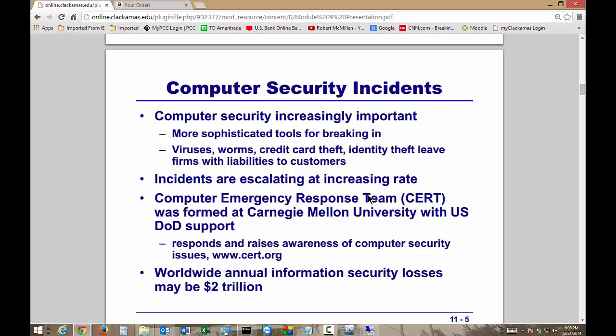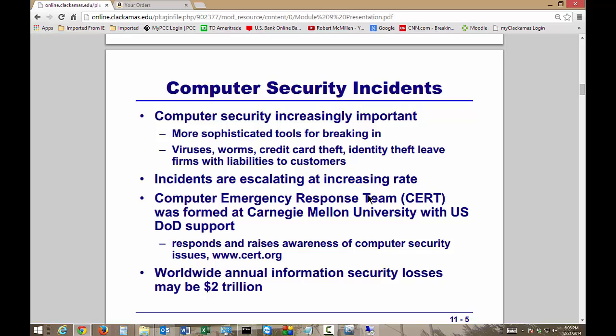We're finding that you can bring a company down to their knees and almost go completely out of business, as we have seen with the North Korean hack into Sony and with the hack into the POS systems at Target. Viruses, worms, credit card theft, identity theft leave firms with liabilities to customers. Incidents are escalating at an increasing rate.